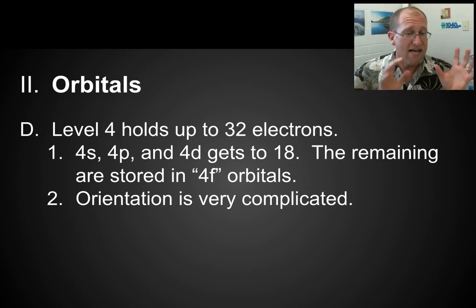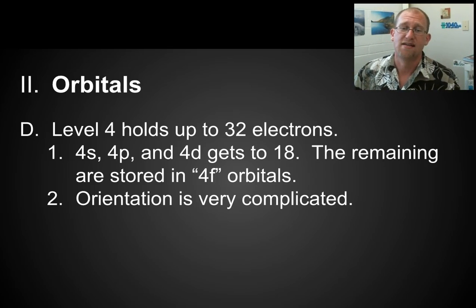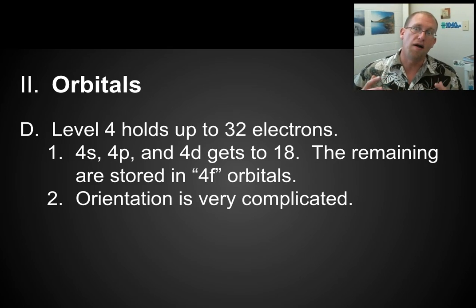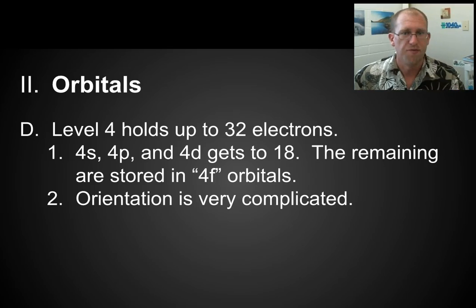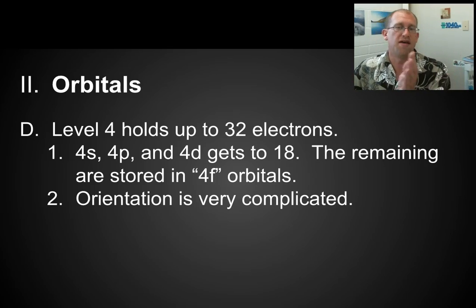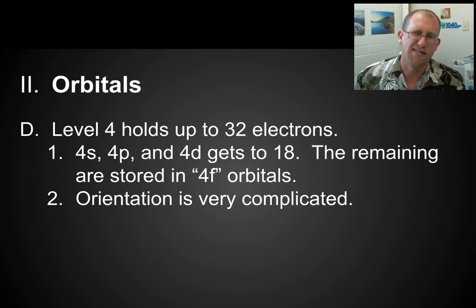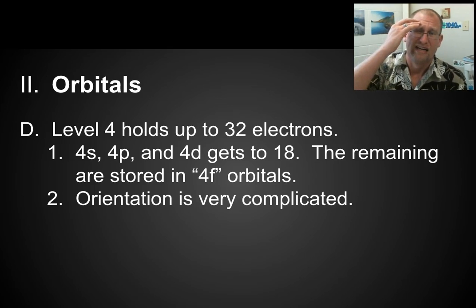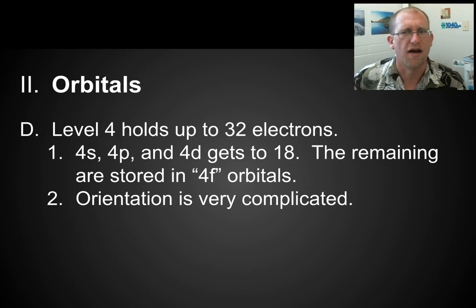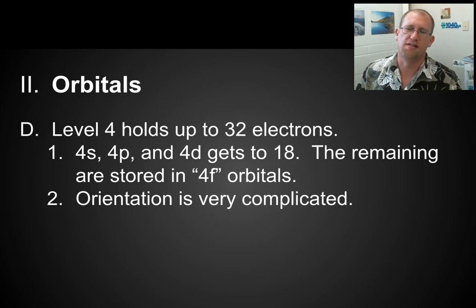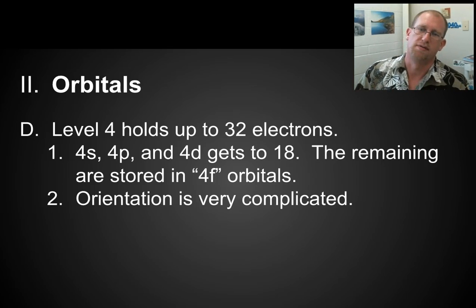It has S, it has P, it has D, and it gets a whole bunch more in orbitals called F orbitals. The orientation is weird. Don't even try. Just know that there are a lot more electrons. There's 32 of them, and we've accounted for 18 in S, P, and D. That means 32 minus 18, 14. 14 more electrons in the F orbitals.